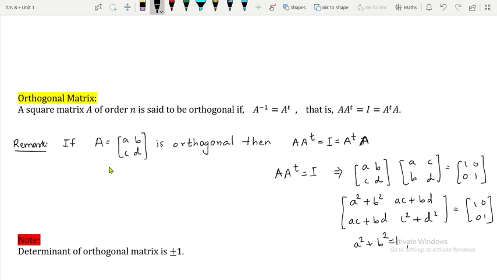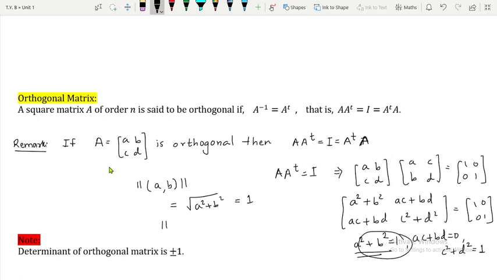So what is the meaning of this? See, A square plus B square is nothing but what? If you observe matrix A properly, what is the first row of the matrix? It is AB, right? And what is the second row? That is CD. So what will be the norm of first row AB, if you treat it as an element of R2? It is going to be the square root of A square plus B square. But the value of A square plus B square is 1. Right? So therefore this will be equal to 1. Similarly, the norm of the second row is also going to be 1.